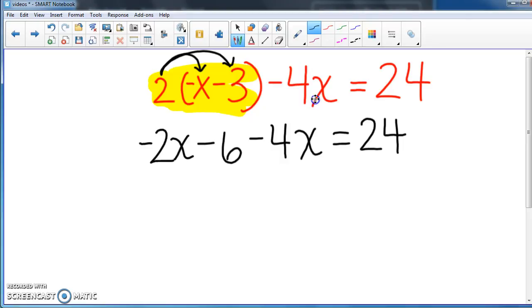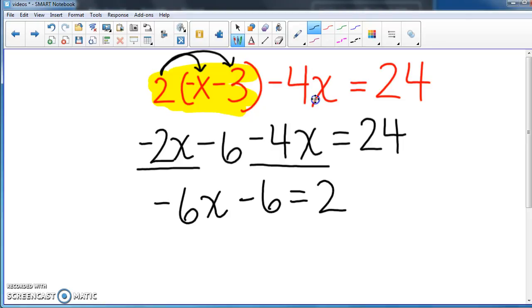So if I look at this problem, I see I have the opposite of 2x and minus 4x. So really that is 2 red x's and 4 red x's. So altogether that is 6 red x's, or the opposite of a 6x minus 6 equals 24. Now remember, the ultimate goal is to get x on one side and your unit tiles on the other side. So I need to get this minus 6 off this side.